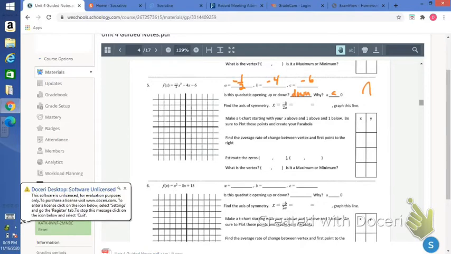Alright, what's the vertex? Well, x equals negative b over 2a. So negative times a negative 4, all over 2 times negative 1/2. Alright, we have a negative 1 times negative 4. That's going to give us a positive 4. And then 2 times negative 1/2 is going to give us a negative 1. So our x-coordinate of the vertex is negative 4.